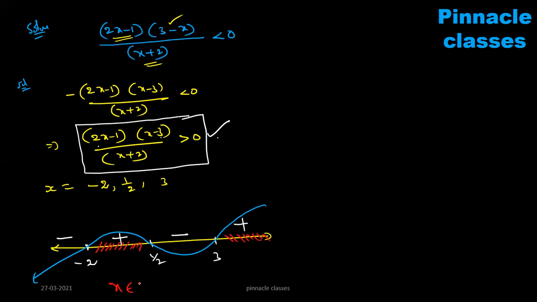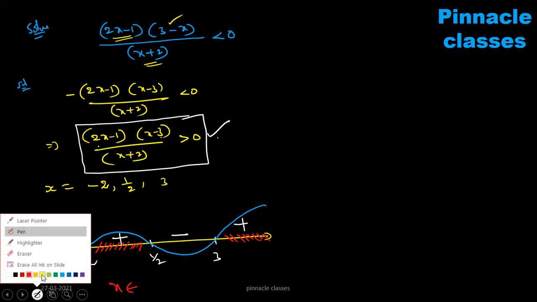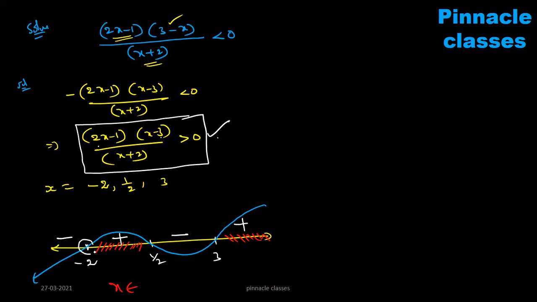So how to represent? Remember, strictly greater than 0 means what here? These values are excluded. A lot of practice is required here. Minus 2, 1 by 2, union 3 to infinity. That's the answer.